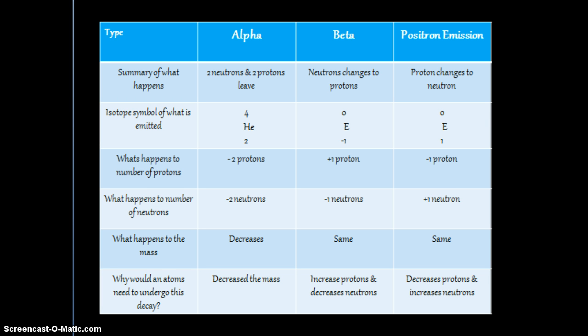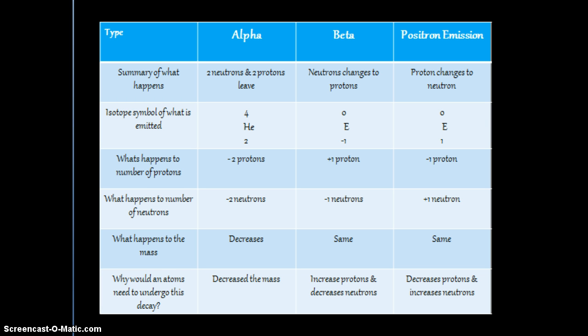The isotope symbol of what is emitted is listed. What happens to the number of protons? For alpha, it loses 2 protons. For beta, it gains a proton, and for positron, it loses a proton. What happens to the number of neutrons? Alpha loses 2 neutrons, beta loses a neutron, and positron gains a neutron.